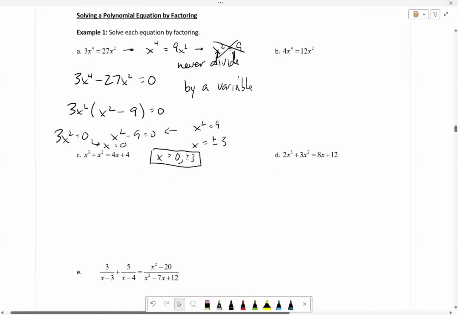Okay, for C, I'm going to skip B because you could do that on your own if you like. For C, first order of business is set it equal to 0. So we could use eventually ZPP. Are you down with ZPP? How are we going to factor that with four terms? By grouping. Yeah, I'll give you a moment.